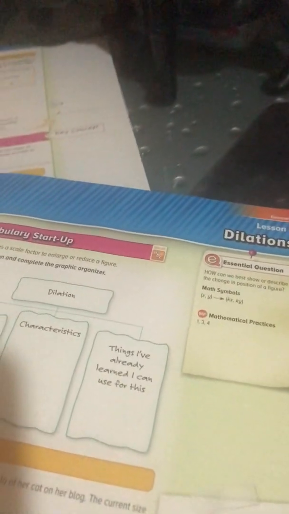Okay, so we're gonna do dilations, lesson 4. We will do lesson 3 tomorrow. Okay, so this is the last video for today. So dilations is in chapter 6, lesson 4. Lesson 3 we will do tomorrow.